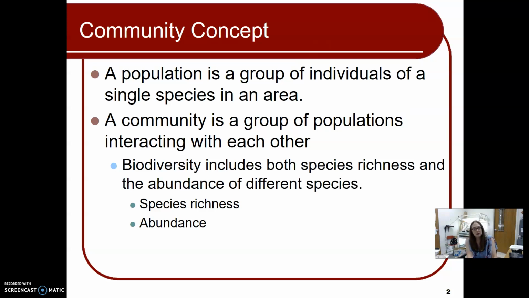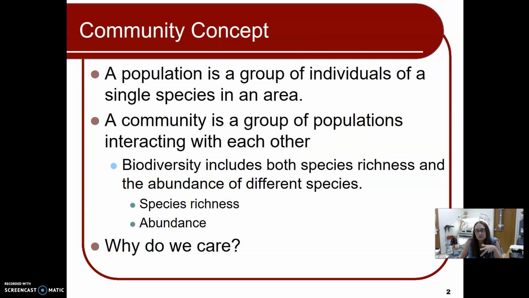And within that community, we look at biodiversity. So biodiversity includes both species richness and the abundance of different species. So species richness is how many different types of species there are. So lions, elephants, giraffe, wildebeest, that would be four different species. The abundance of those species would be how many lions? 10. How many giraffe? 12. How many elephants? 20. And we use those in order to measure biodiversity.